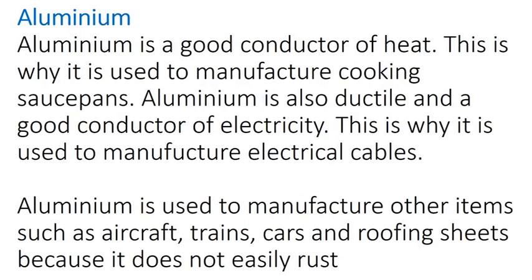Aluminium is used to manufacture other items such as aircraft, trains, cars, and roofing sheets because it does not easily rust. Aluminium is not heavy, it is not very hard. That is why it is used to make the body of cars and aeroplanes. Aeroplanes have to fly, and when you use a hard metal in manufacturing them, it will be very difficult for them to stay up there. So aluminium is one good metal that is used to manufacture these items.